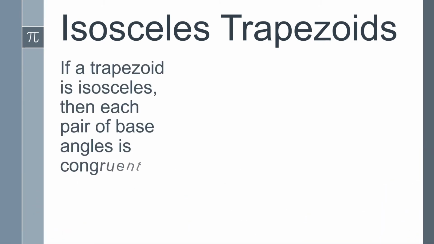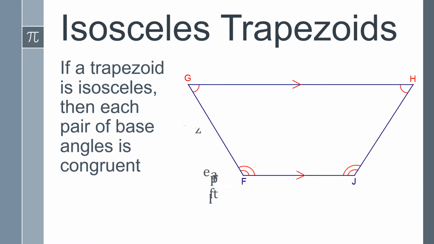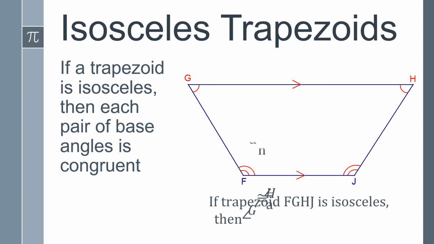Okay, so if a trapezoid is isosceles, then each pair of base angles is congruent. All right, so in this case, if trapezoid FGHJ is isosceles, then angle G is congruent to angle H, and angle F is congruent to angle J.